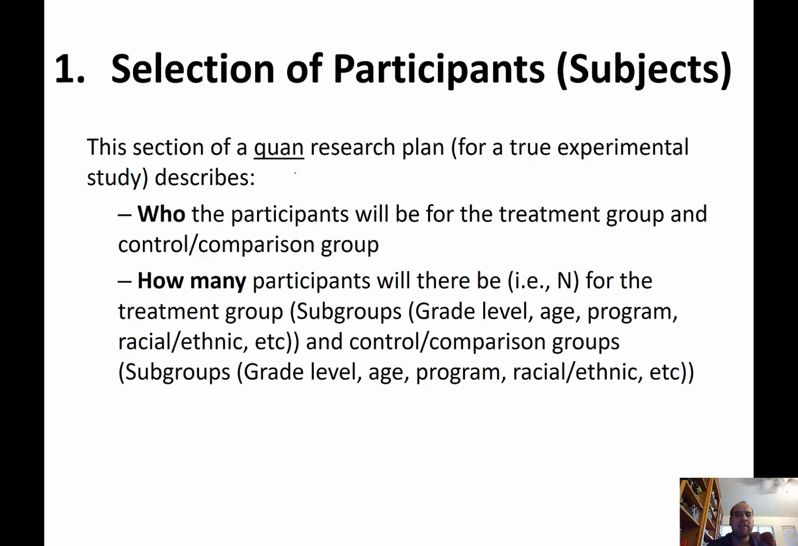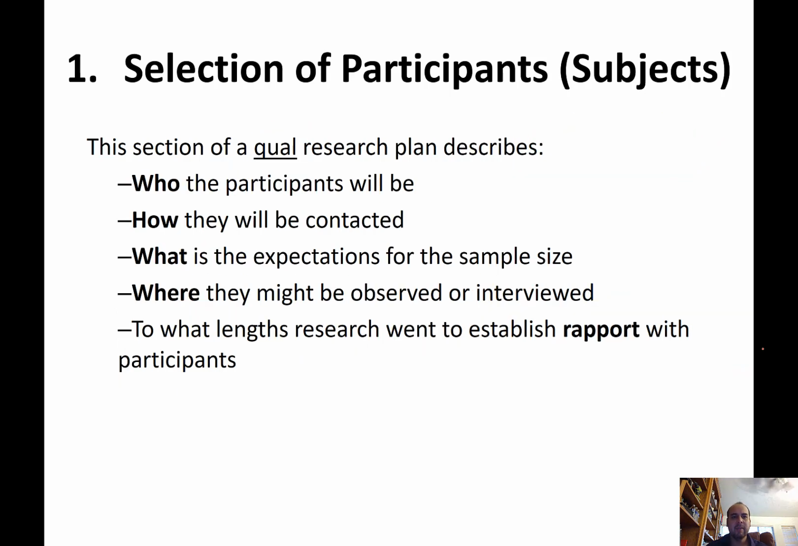Okay, remember this is quantitative. True experimental. Remember, true experimental requires random assignment. Okay, you must state who the participants will be and how many participants there will be. Qualitative now. Okay, we're looking at qualitative. It involves a little bit more: who they will be, how they will be contacted. Because remember, we're dealing with very few cases here.